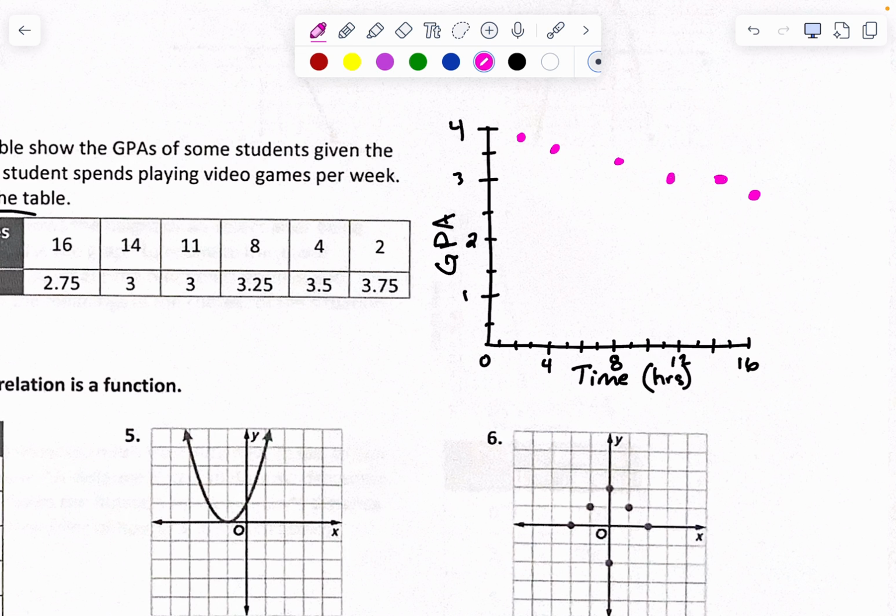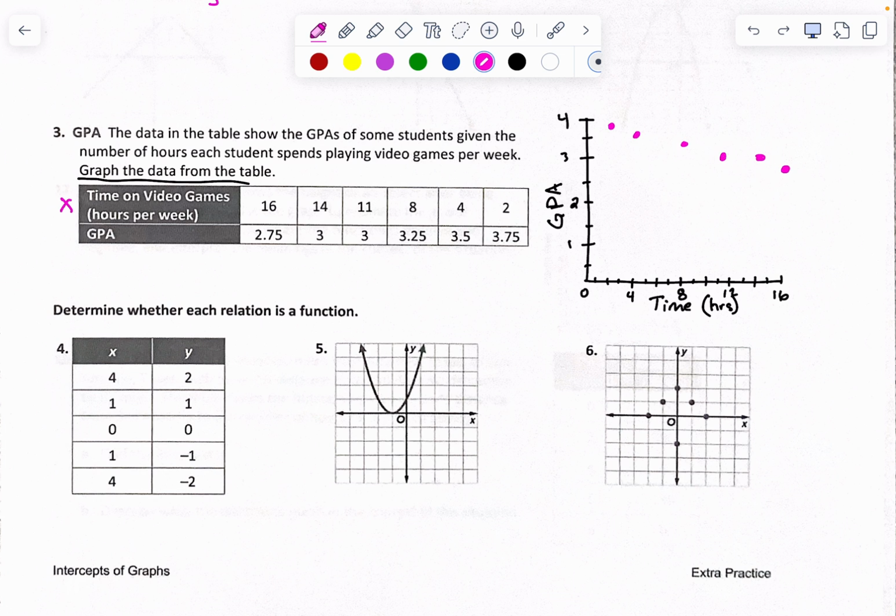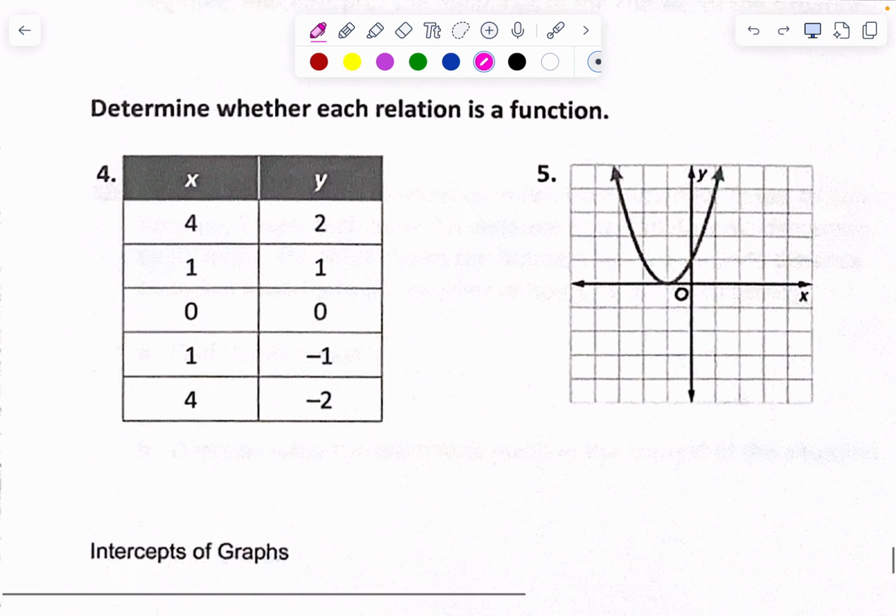Okay? Now, if you would have put a break in there, you know what would happen? Your dots would be like this. There would be more of a slant, which is totally fine. Okay? But there's that. Good? That works. Okay? Determine whether each relation is a function. This is just a yes or a no, right? Number 4, is that a yes or a no?